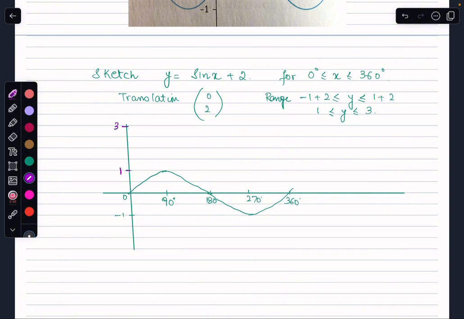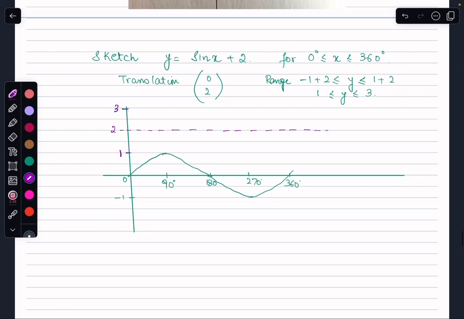So over here, to sketch the graph, I have made a dotted line with respect to the 2. So this dotted line here is actually going to be the mid-axis. So always remember, the constant in the equation is always going to be the mid-axis, and the coefficient of the sine function is going to be the amplitude of the function. So this means if you are given y equals sine of x plus 2, then basically this is going to be the mid-axis of this graph.